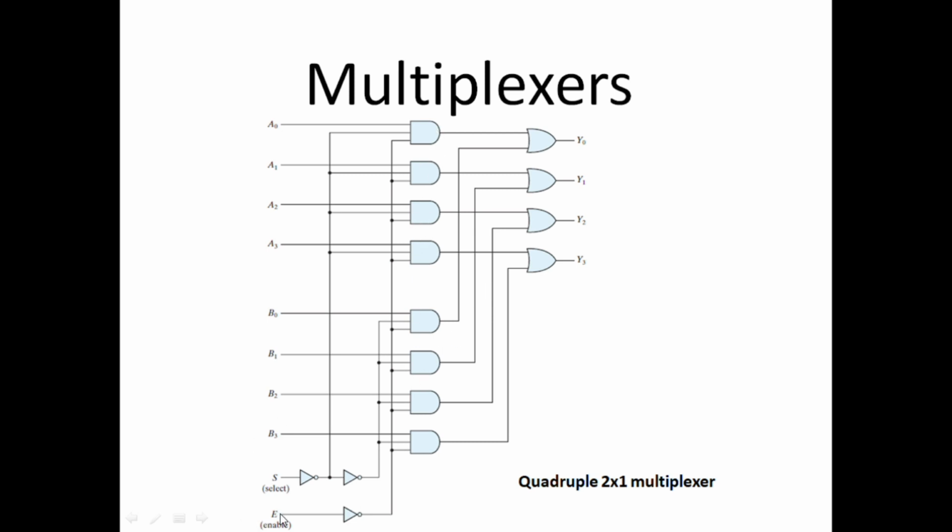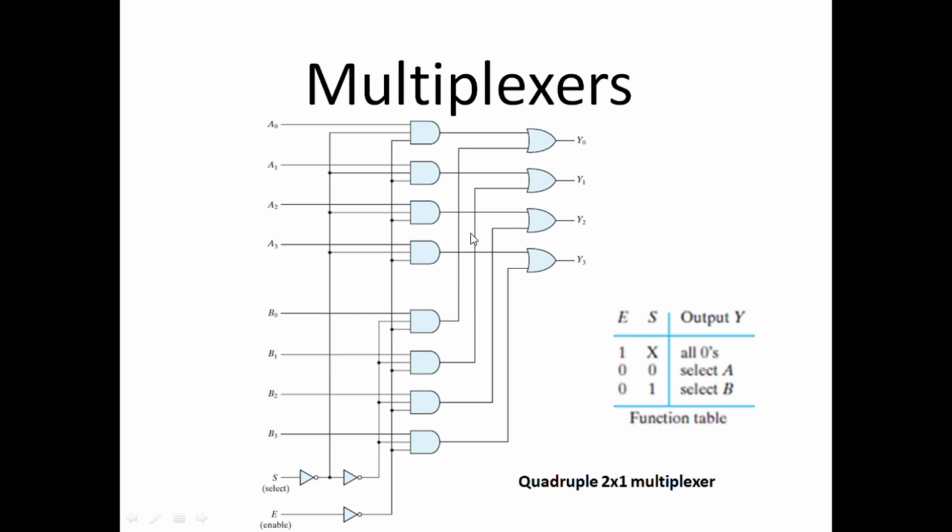So regardless of the values of the inputs and the select line, when E is 1, it disables the whole multiplexer, and it doesn't work. But when it is 0, the AND gates get 1 from this enable line, and they are enabled, and the output totally depends on the select line and the inputs.